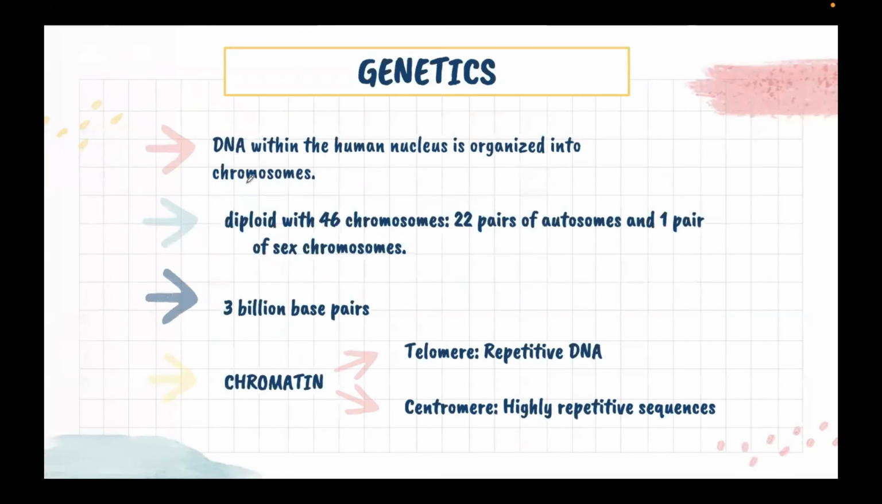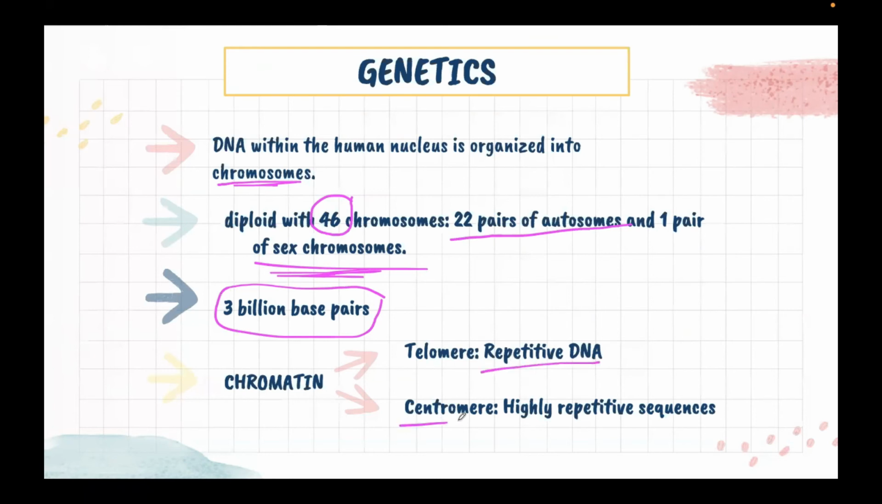So again, your genetics, it is the DNA within the human nucleus. It is organized into your chromosomes. Sa genetics, pag-aaralan natin ang inyong DNA pa rin naman. Your diploid with 46 chromosomes. Your 22 pairs of autosomes and 1 pair for the sex chromosomes. Okay? And we have 3 billion base pairs. Pakitandaan, we have 3 billion base pairs. And for the chromatin, it is comprised of a telomere with repetitive DNA and centromere with highly repetitive sequences.